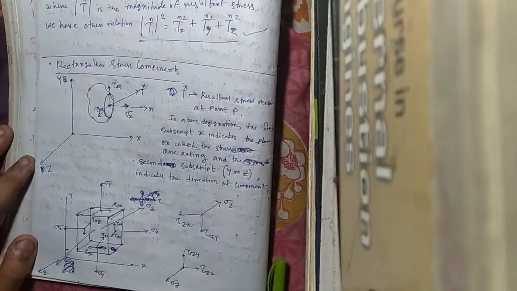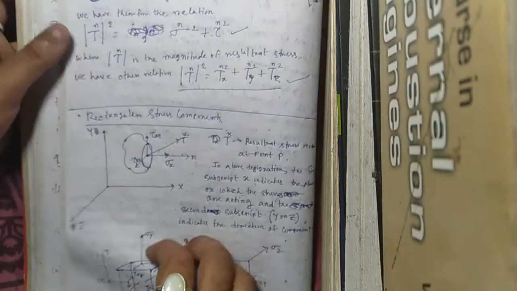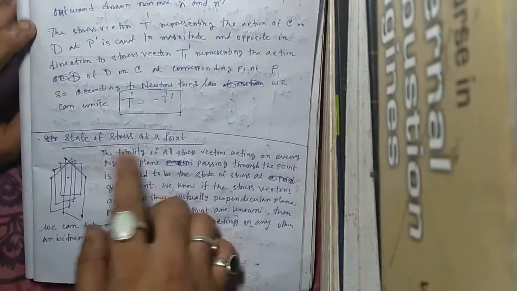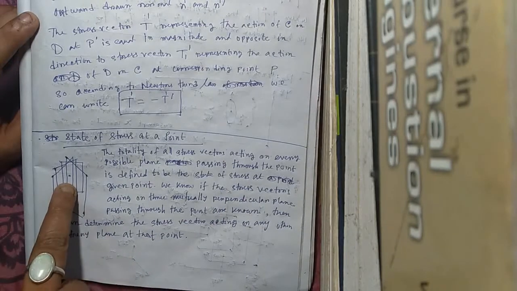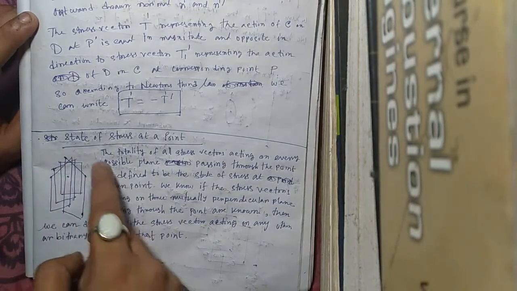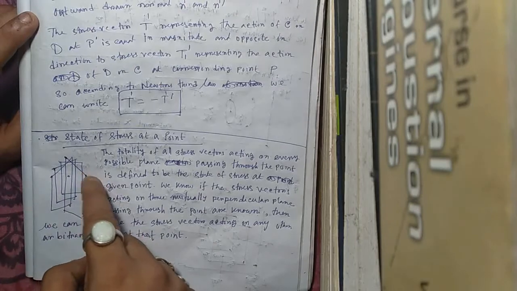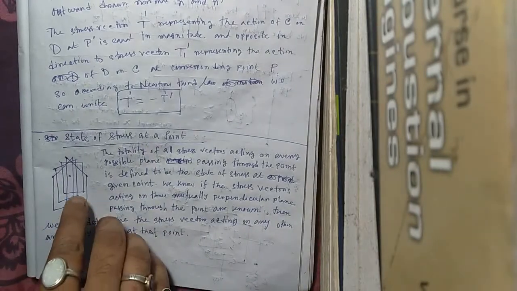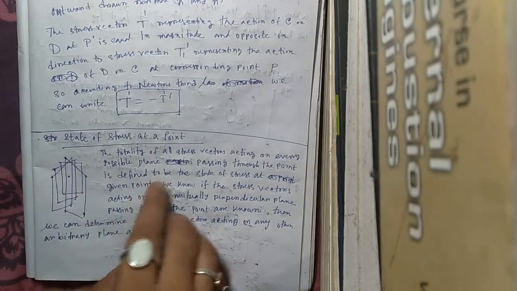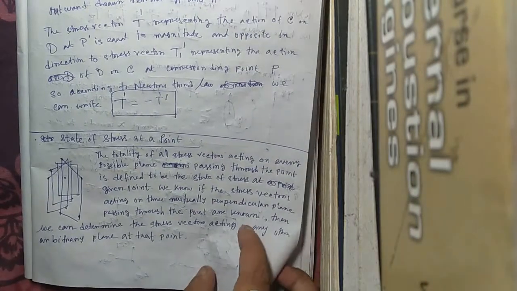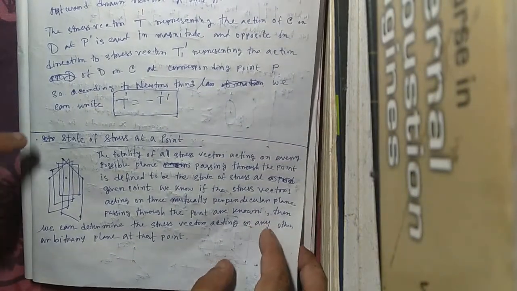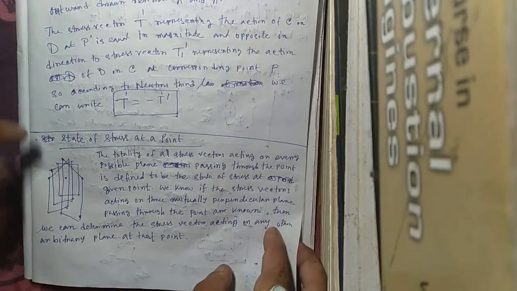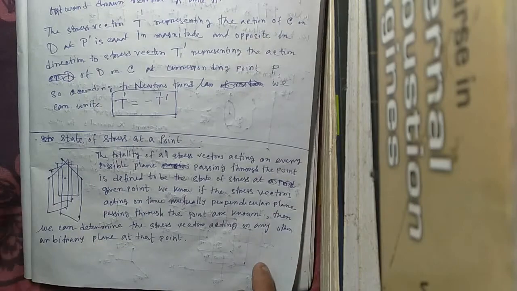Today's class ends here. Today we have discussed the state of stress at a point. This is a point, and there are infinite planes that can be drawn through a point. In all these infinite planes, the totality of all stress vectors acting on every possible plane passing through a point is defined as the state of stress.